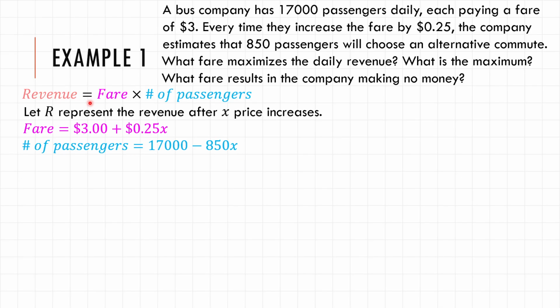Well, if the revenue is the fare times the number of passengers, and R is the variable we're using for that, we can represent the revenue with this equation. 3 plus 0.25x is the fare times the number of passengers, 17,000 minus 850x. And to find out the maximum daily revenue, one way I can do that is to find the vertex.